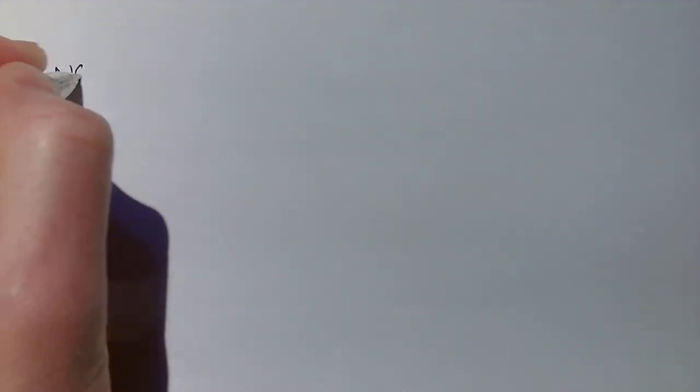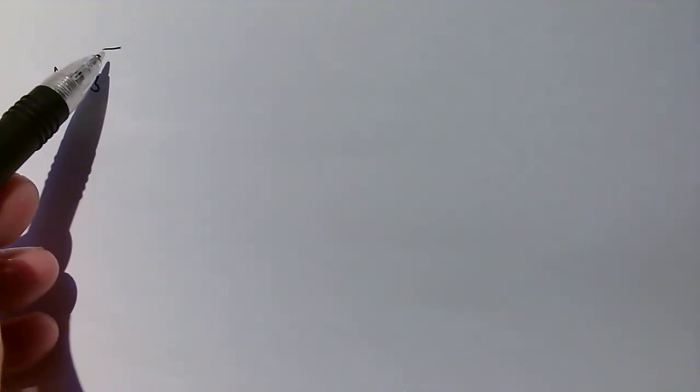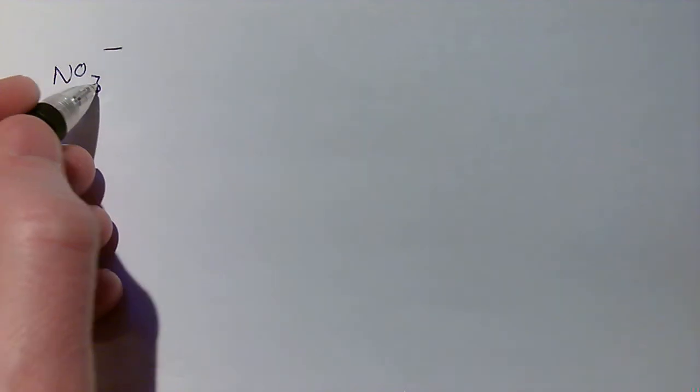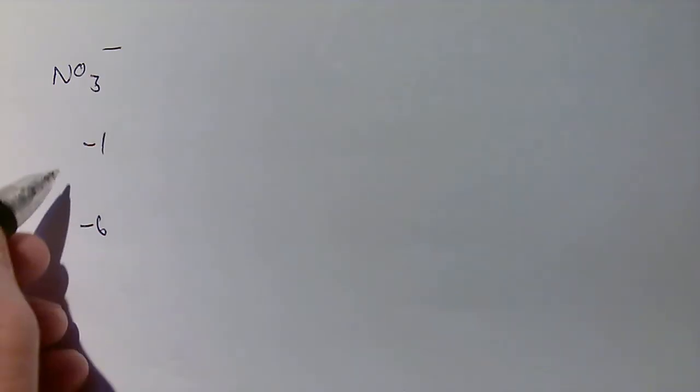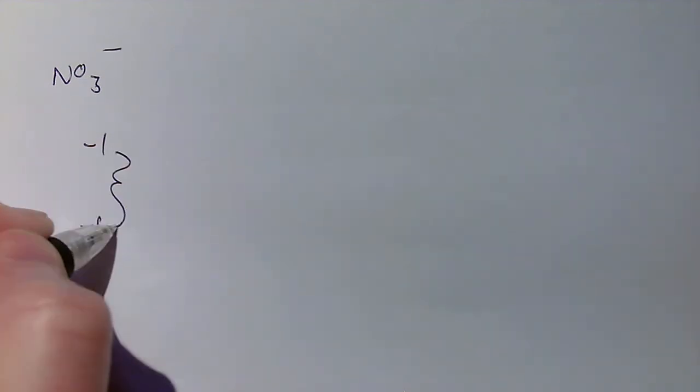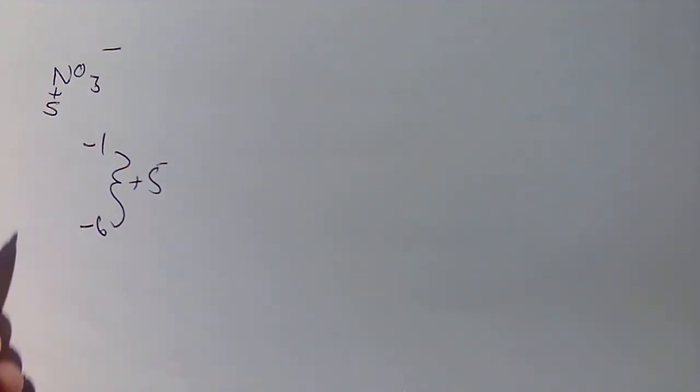Okay, let's do some more. NO3-, the charge on the whole species there is -1, isn't it? So 3 times -2 is -6. I need to get up to -1, so that is +5. The oxidation state of the nitrogen in there is +5.